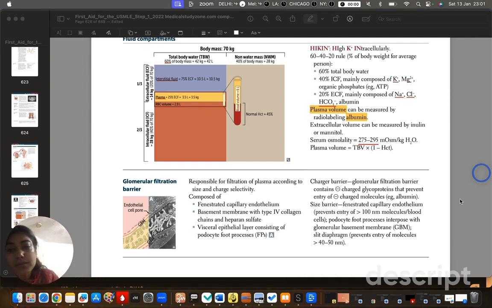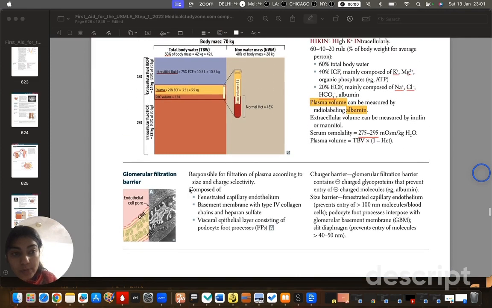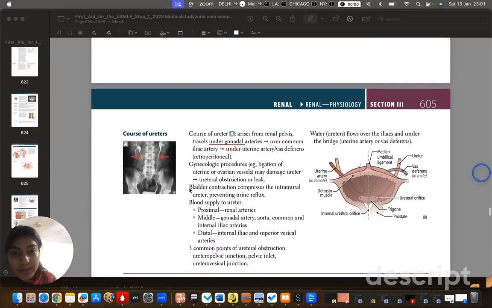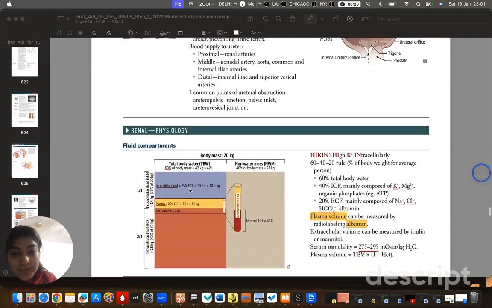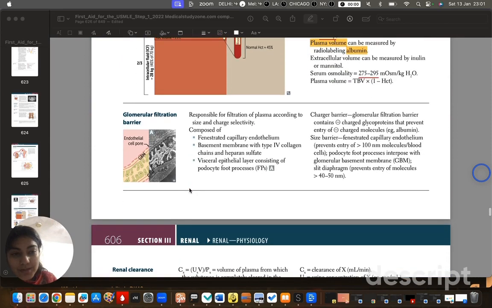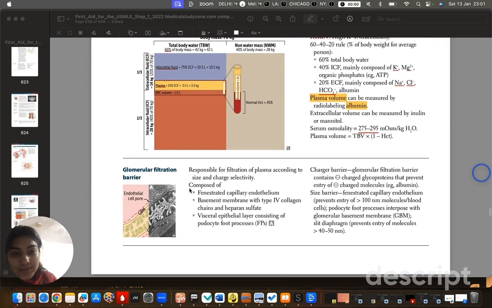Plasma volume. So plasma volume can be measured. This is the whole bottle, so total blood volume, multiplied by 1 minus HCT. So this much multiplied by TBV is the plasma volume. I hope you're with me so far. We have hardly covered anything, but at least we've covered almost 2 pages. And yeah, there's a lot of information here.